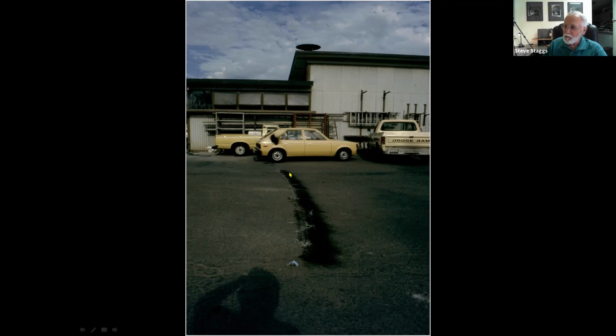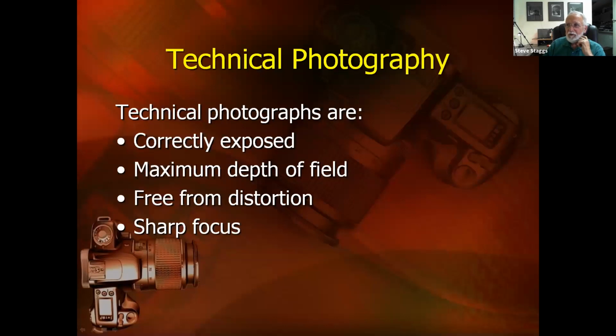But what this picture does is show direction, and then you take a picture from the side, and that pretty much better shows how long this is and even how wide it is. So we covered 3 of the 4. Technical photographs are correctly exposed, maximum depth of field, free from distortion, and the last is sharp focus. Very important. So we want to make sure that we are in sharp focus.